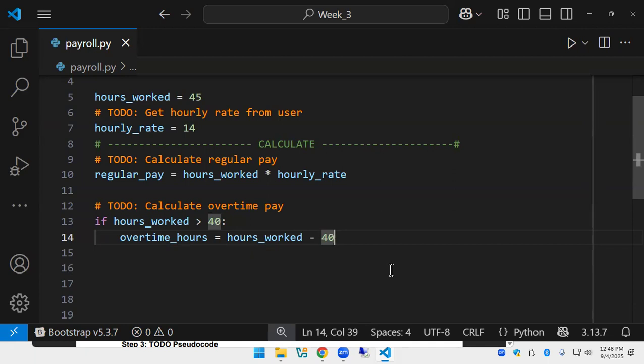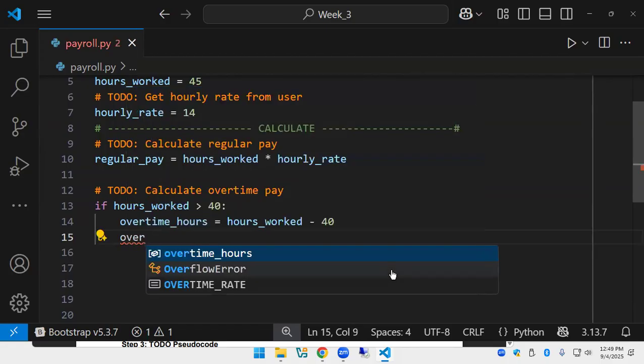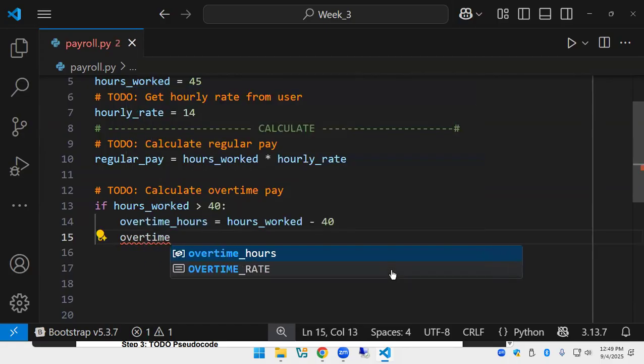And if we multiply the overtime hours times what? Overtime rate. Well, that would give us overtime pay, overtime extra. It would, well, there's another factor in there. Let's just go ahead and put in overtime pay.